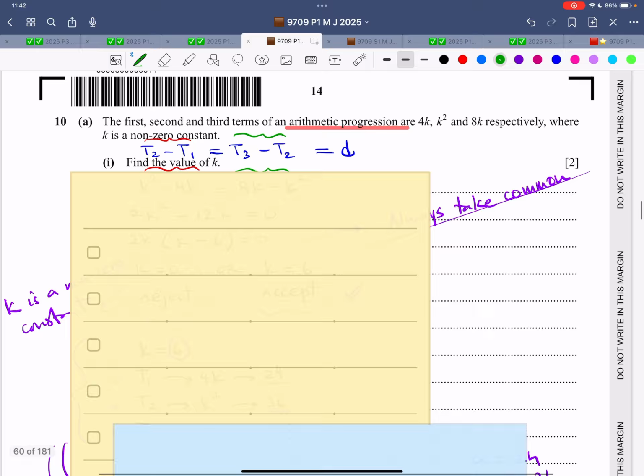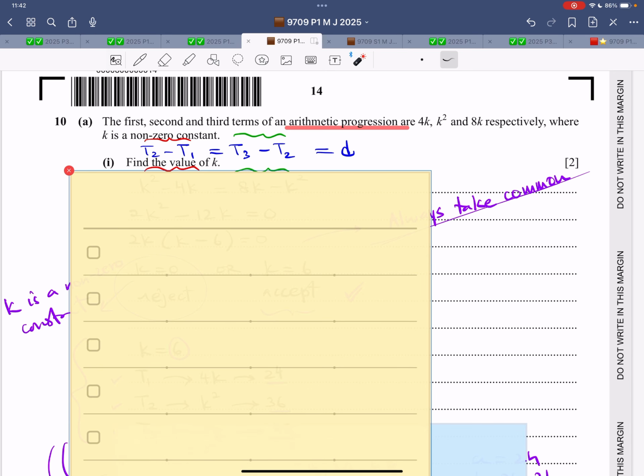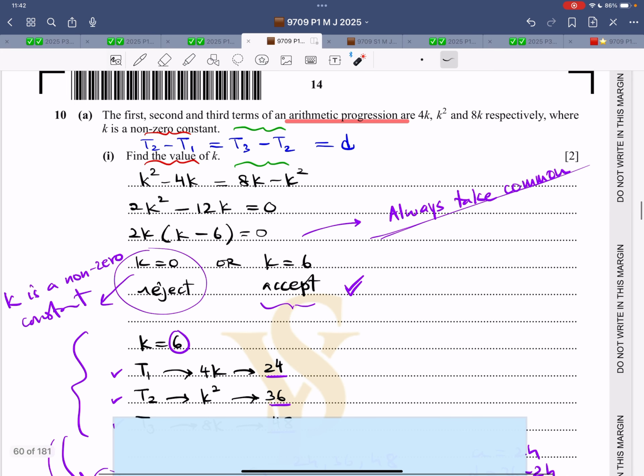Now let's look at question number 10. What is this about? The first, second and third term of an arithmetic progression are such, such and such respectively, where k is a non-zero constant. Find the value of k. That is the first thing. So now what do we do? The second minus the first term should equal third minus second. You get an equation like this.